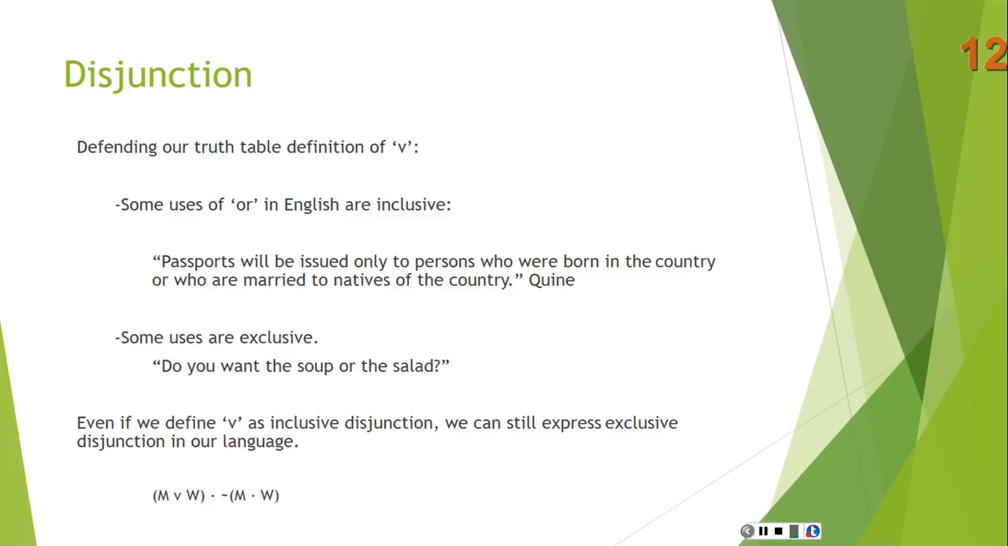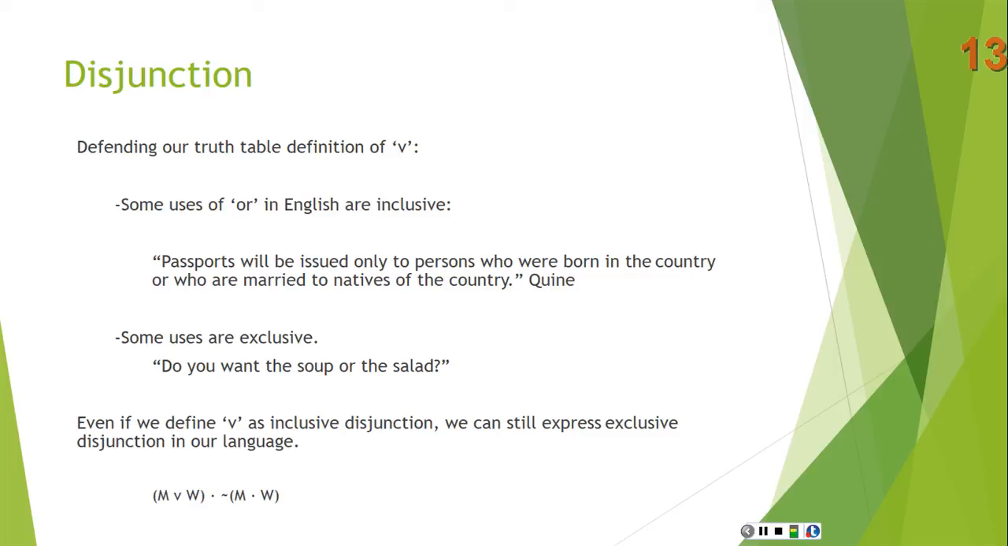Here I'll defend our truth table definition for the wedge. I'll admit some uses of or in English are inclusive and some uses are exclusive. So here's an inclusive use of or. Passports will be issued only to persons who were born in the country or who are married to natives of the country. The famous logician and philosopher Quine gave this as an example of inclusive disjunction.